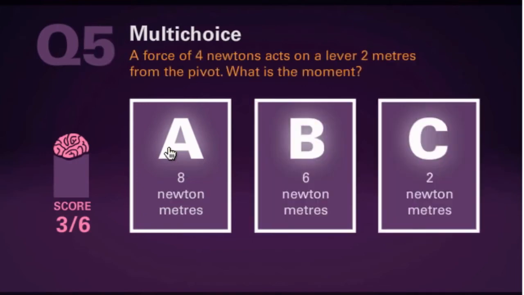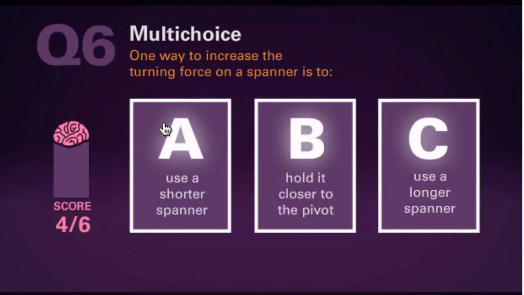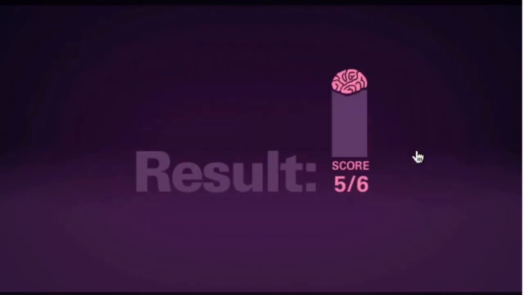Question 5. A force of 4 newtons acts on a lever 2 metres from the pivot. What is the moment? A. 8 newton metres. B. 6 newton metres. C. 2 newton metres. Question 6. One way to increase the turning force on a spanner is to A. Use a shorter spanner. B. Hold it closer to the pivot. C. Use a longer spanner. Smart as you like. Nice score.